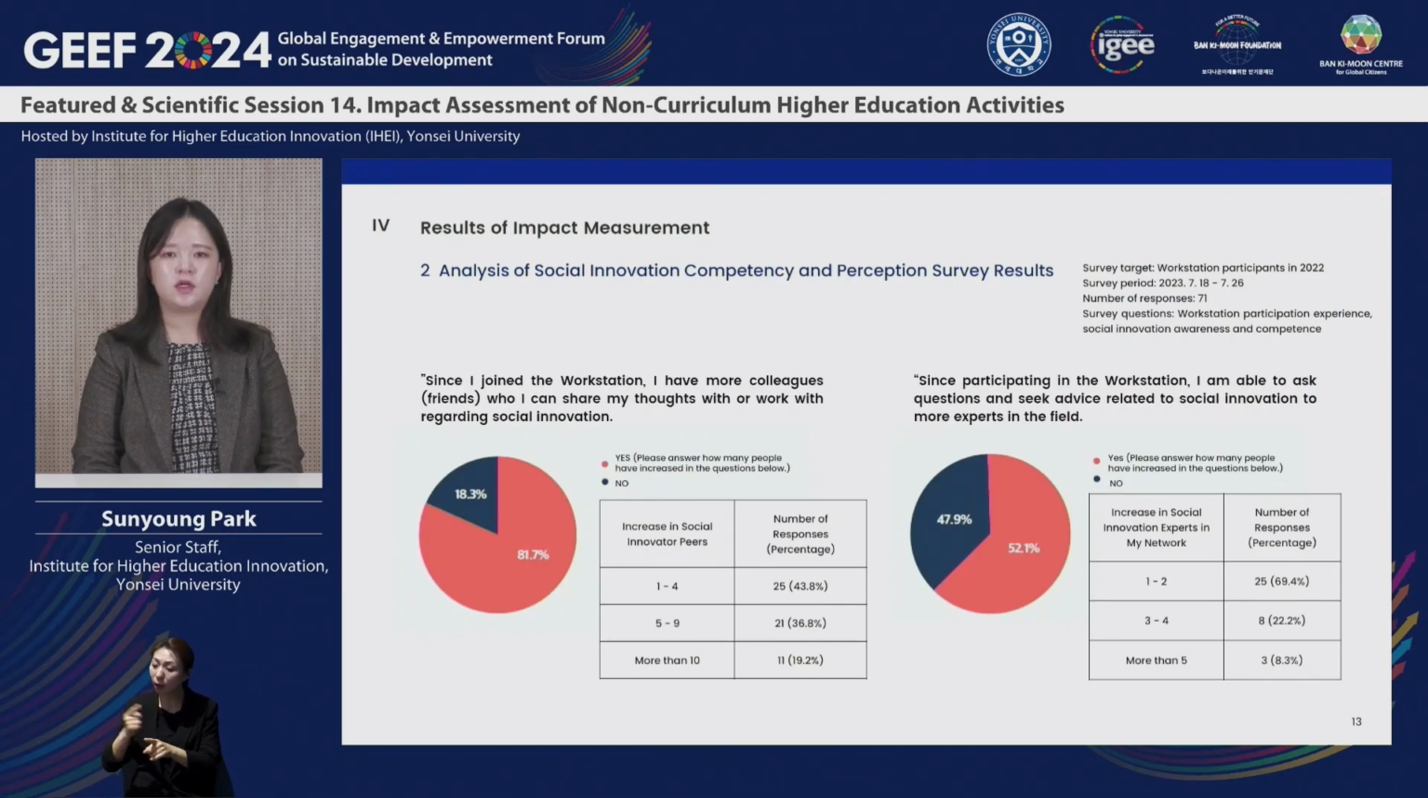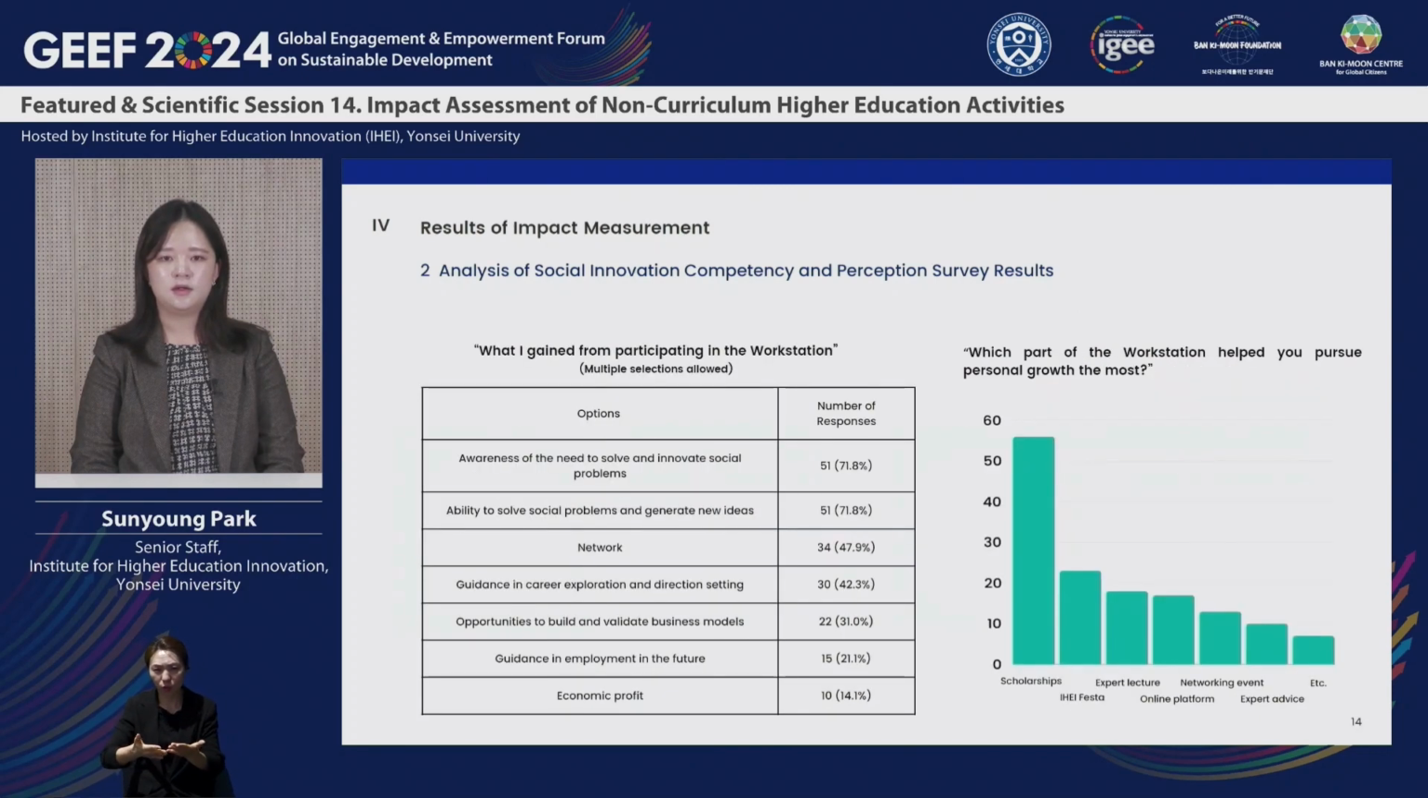The survey results showed that over 80% of respondents reported an increase in the ability to discuss or collaborate on social innovation-related topics through participation in the workstation program. Additionally, a majority of respondents indicated an increase in access to experts for advice. These findings confirm the networking effect of the workstation and the dissemination of social innovation awareness.